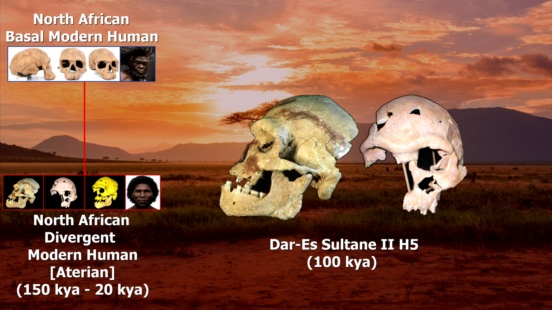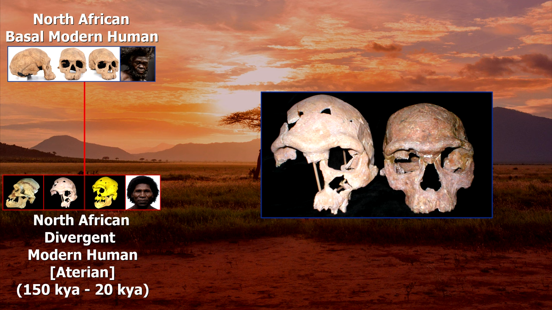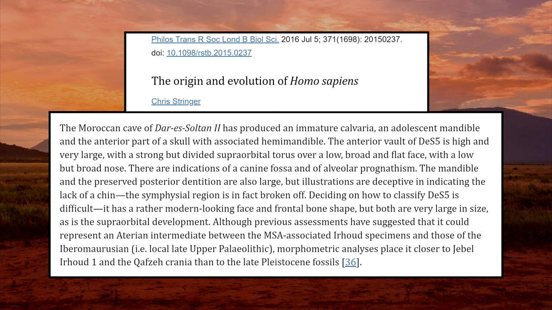It's an adult skull, and it essentially looks like one of the skulls found at Jebel Yehoud, but larger. Hence, given the morphological similarities and the shared geographical location of these two fossils, it's likely that the population from which Dar es Sultan 2H5 came descended from the North African basal modern humans. The following is a quote regarding Dar es Sultan 2H5 from the scientific article The Origin and Evolution of Homo sapiens, which was published in 2016.